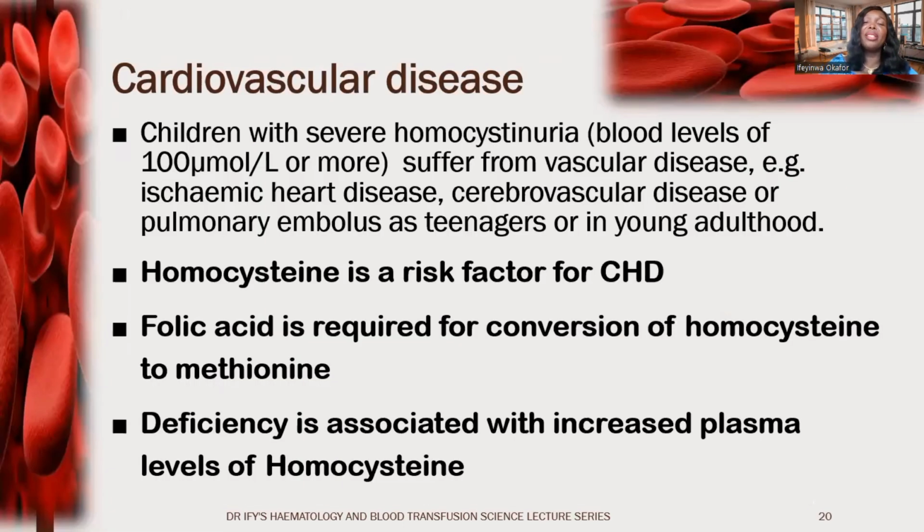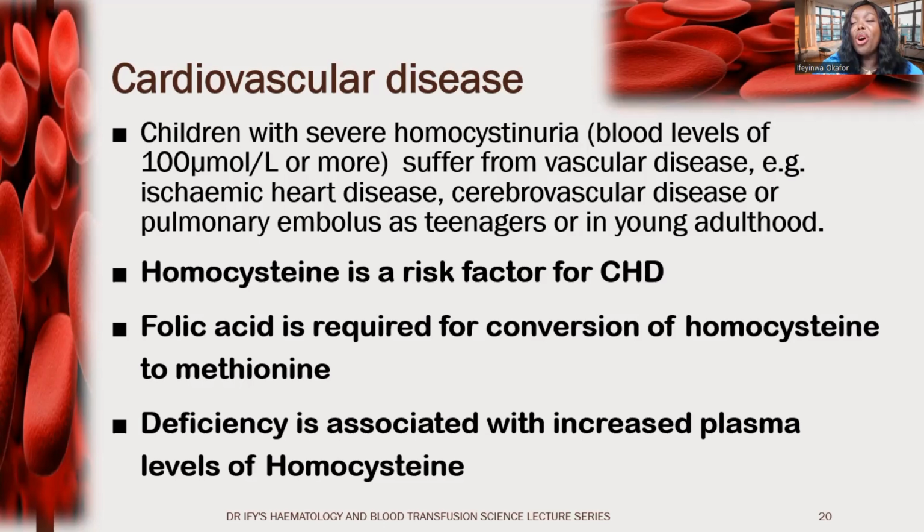It can also cause cardiovascular diseases. Remember, we are discussing the general tissue effect of deficiency of folate and cobalamin. Studies have shown that in severe homocystinuria, that is increased blood level of homocysteine from 100 micromole per liter and above, the presence of this in children makes them suffer from vascular diseases such as ischemic heart disease, cerebrovascular diseases, and pulmonary embolus as teenagers or even in young adults.